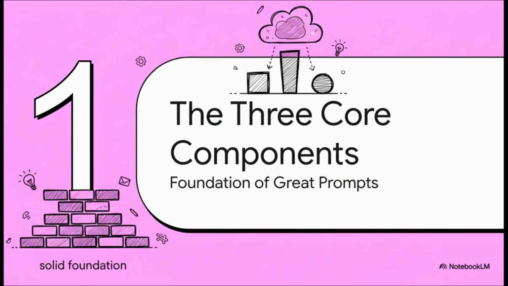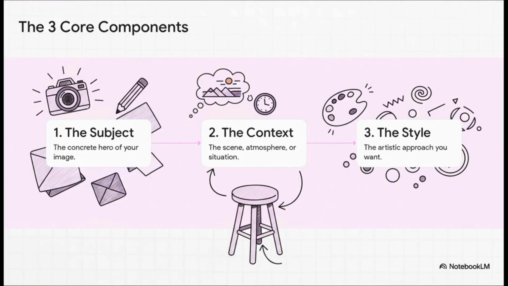So how do we give those crystal clear instructions? Well, we start by building a really strong foundation. It turns out that every great prompt is built on 3 core components that you just can't skip. And here they are: the subject, the context, and the style. I want you to think of these as the 3 legs of a stool. If one is missing or even just a little weak, the whole thing just falls apart. They have to work together to guide the AI right to your vision.